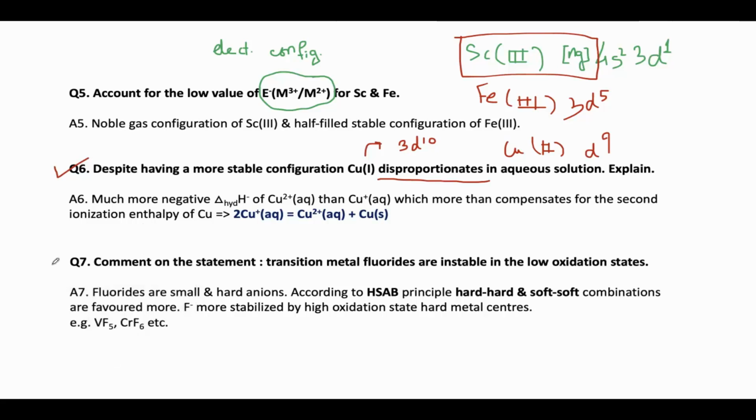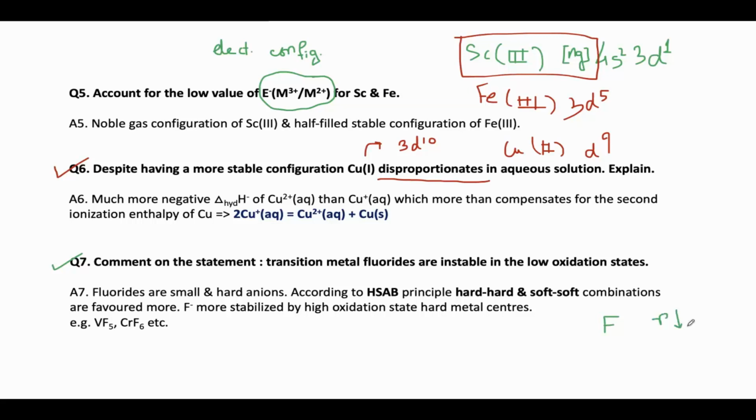The next question is, comment on the following statement. The transition metal fluorides are unstable in the lower oxidation state. The fluorides are actually small and hard anions. So if we talk about fluorine, I have told you the fluorine is lying in the right hand side in the period. And if you see from the left hand side to the right hand side in a periodic table, the size actually decreases.